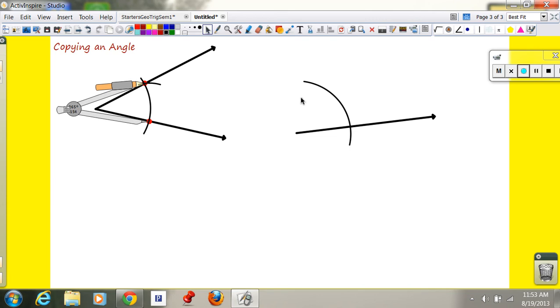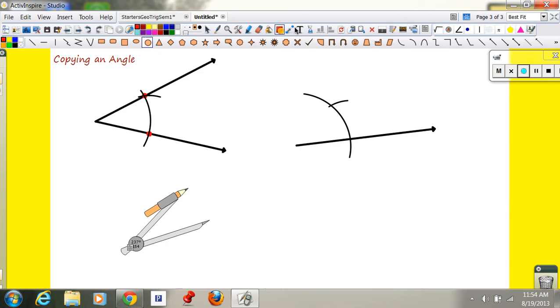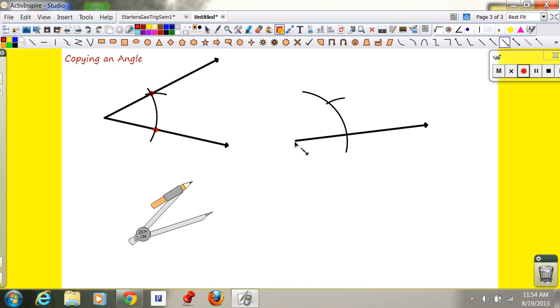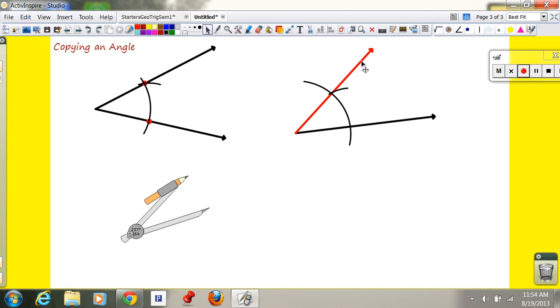Okay, so once you have the arc on your other angle, you can get your compass open to these two red dots and then use that to make the same angle on your other side. So you've got a little spot right up here where the two arcs cross. Where those two arcs cross is where you're going to put in your ray. So this ray is going to go right in here. And those two angles are now congruent angles. They both have the same measure.